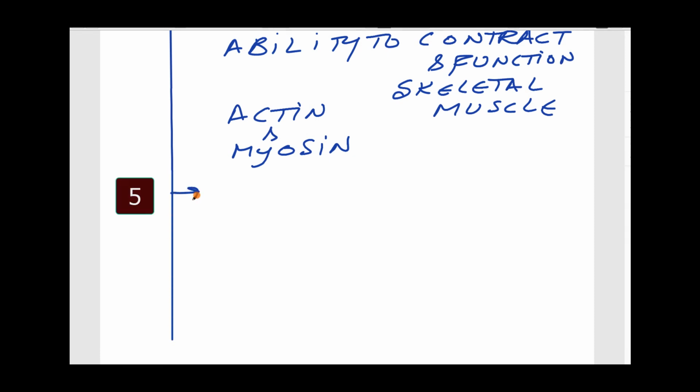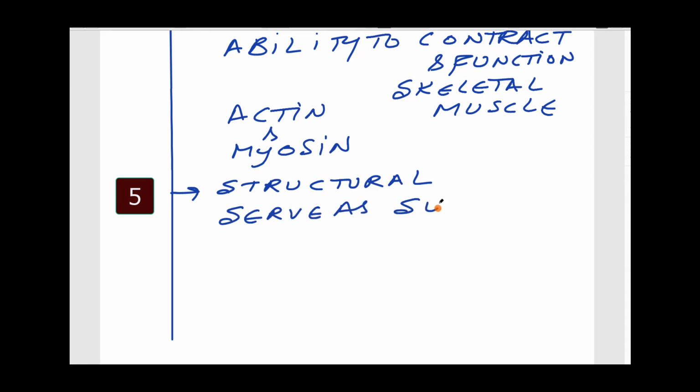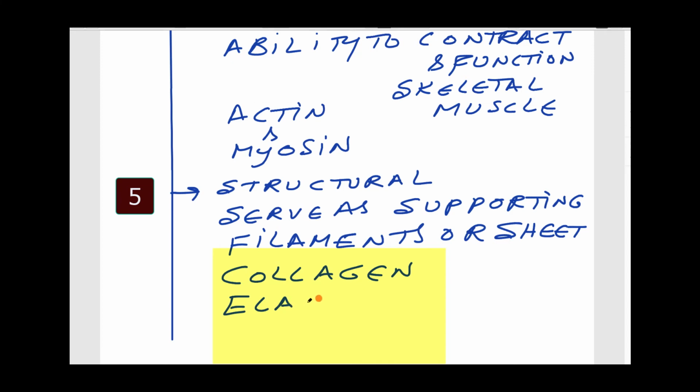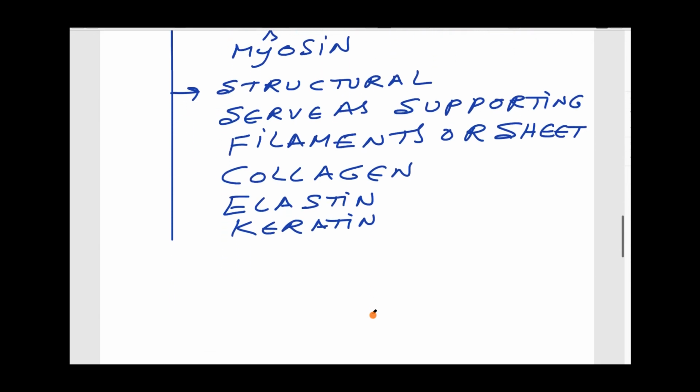The next function is structural. Some proteins play a very important structural role. They serve as supporting filaments or sheets to give a biological structure. What are these? Collagen, present in abundant amounts in connective tissue. Elastin is present in ligaments and other places. Keratin is present in hair and nails. Structural proteins serve as supporting filaments or sheets to give biological structure.